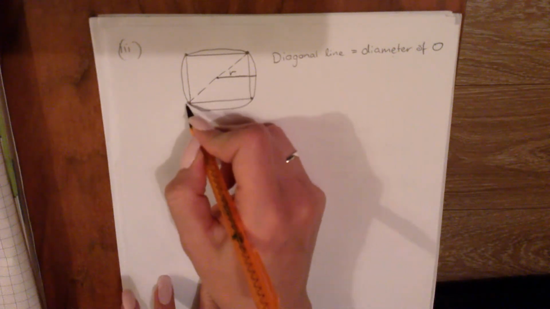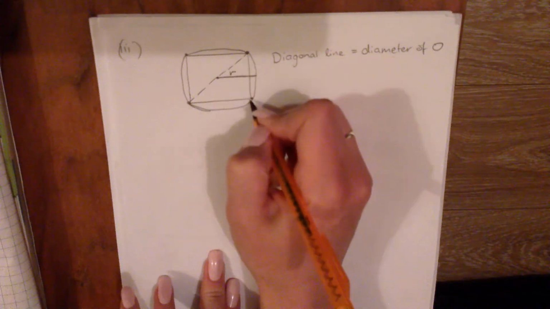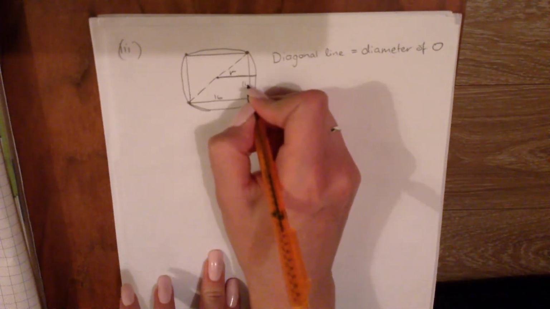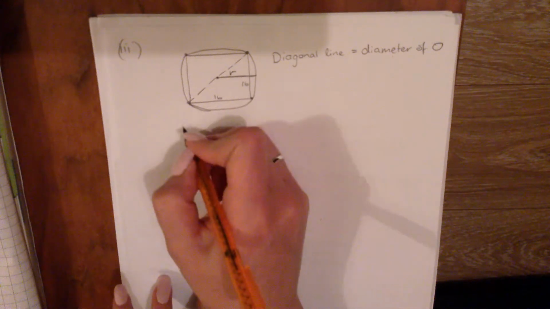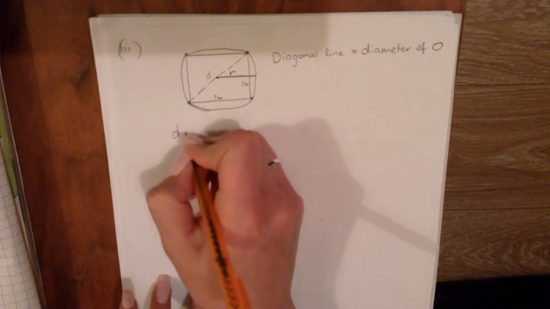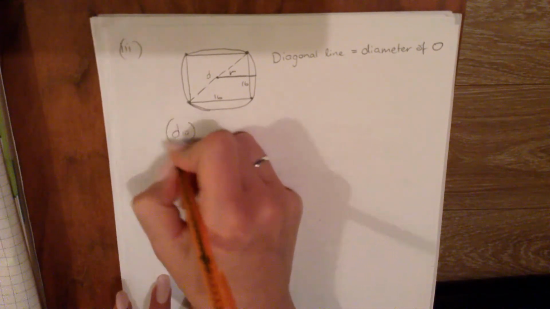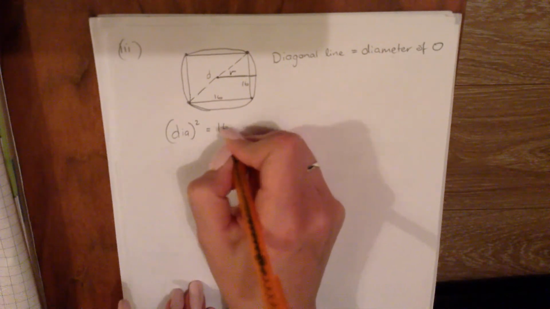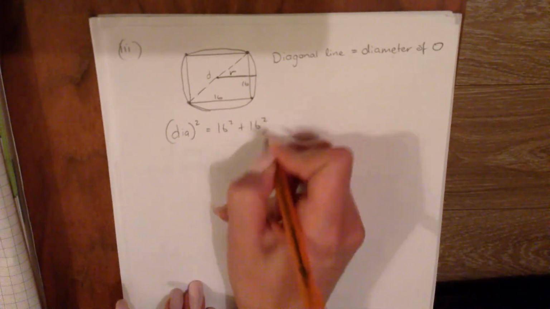So I know that internally I've got this little triangle that has now been created on my square base that measures 16 by 16. So if I want my diagonal here, so D for diagonal, or DIA, so we know what we're talking about, squared is equal to 16 squared plus 16 squared.